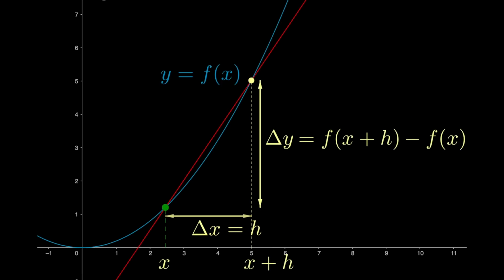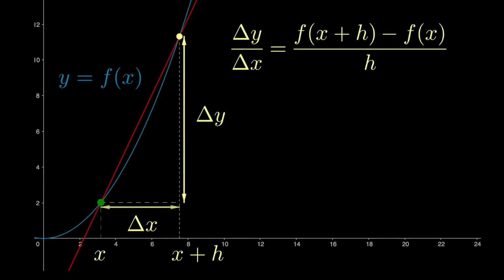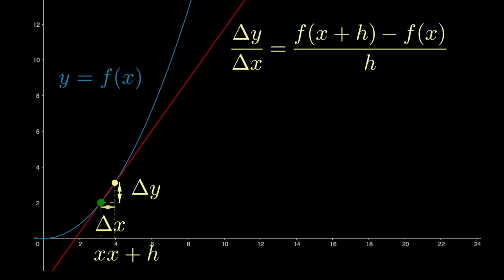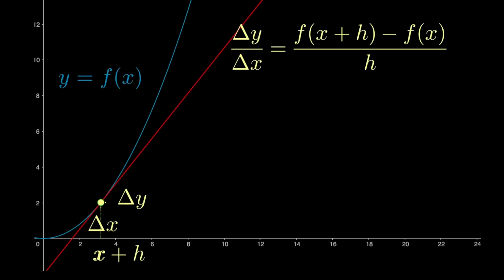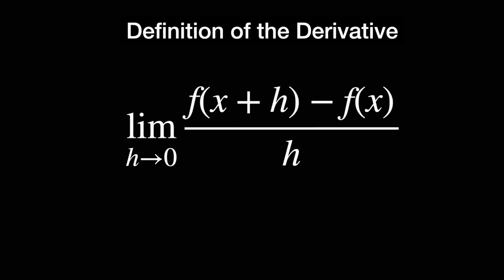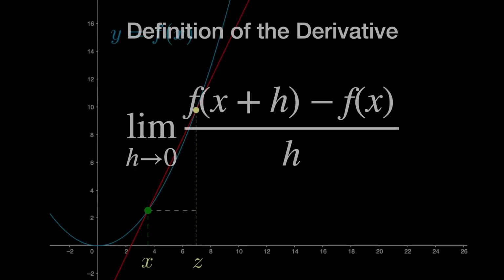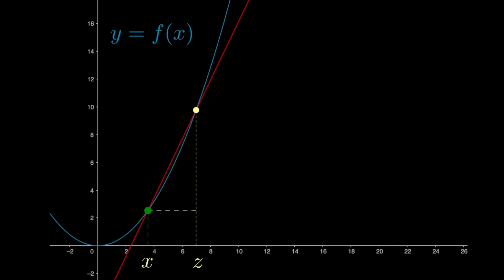Substituting this in, we can write delta y as f of x plus h minus f of x, while delta x is just h. We can now write the slope of the secant line as f of x plus h minus f of x over h. We want delta x to get smaller, so we take the limit as h approaches 0. Now we can write the standard definition of the derivative. F prime of x is the limit as h approaches 0 of f of x plus h minus f of x over h.